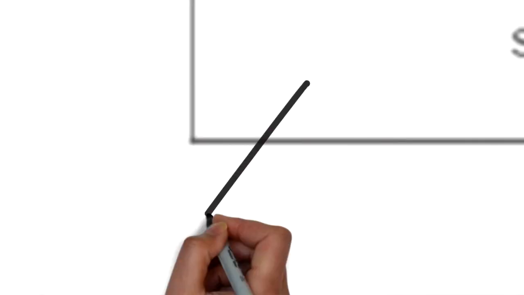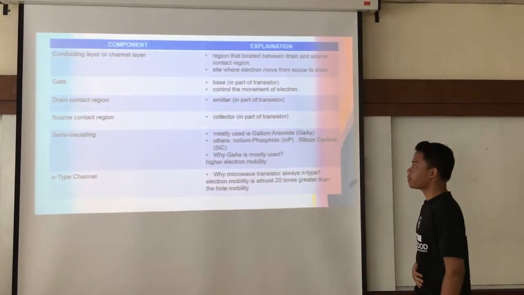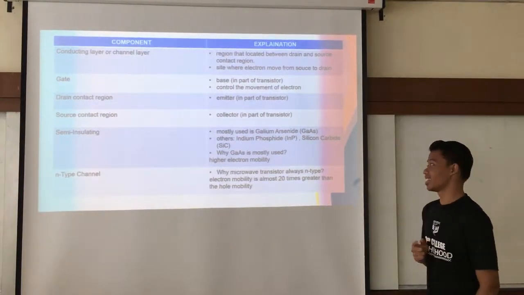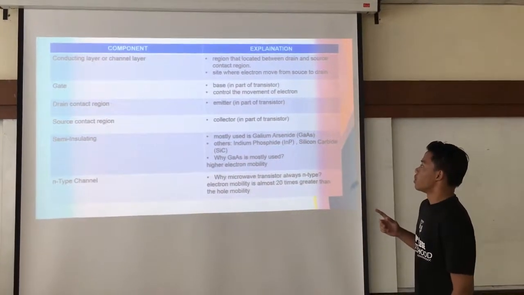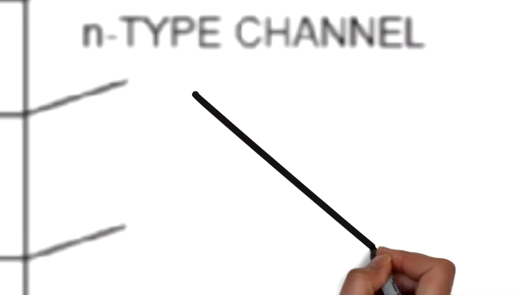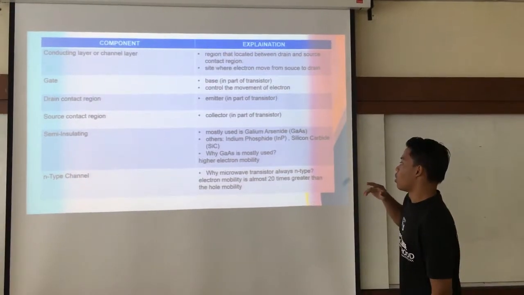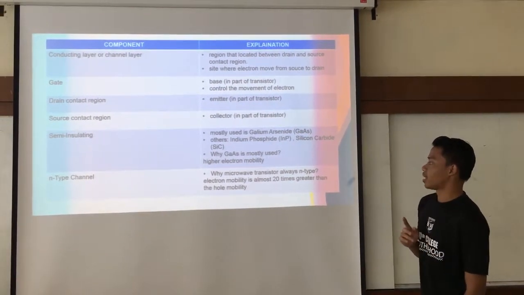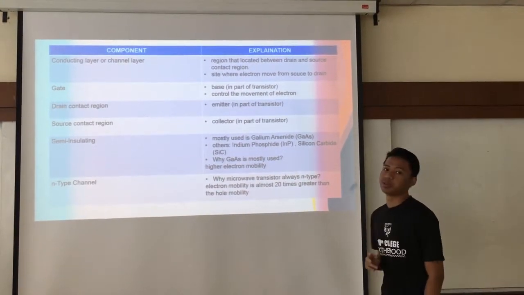For the semi-insulating substrate, for the MESFET we mostly use gallium arsenide. Why do we use gallium arsenide? Because gallium arsenide has higher electron mobility compared to other materials such as indium phosphide and silicon carbide. Next, the N-type channel is located under the channel layer. Why is a microwave transistor always N-type? Because electron mobility is almost 20 times greater than hole mobility.